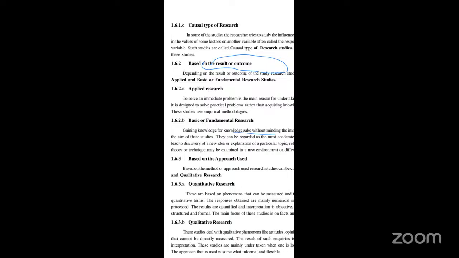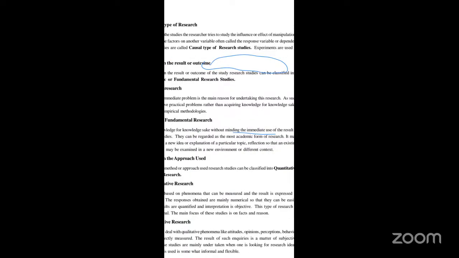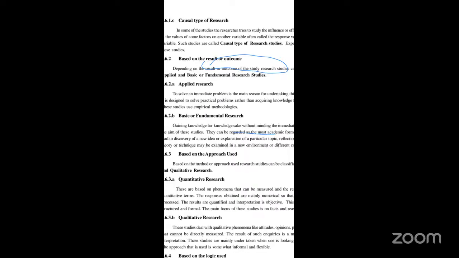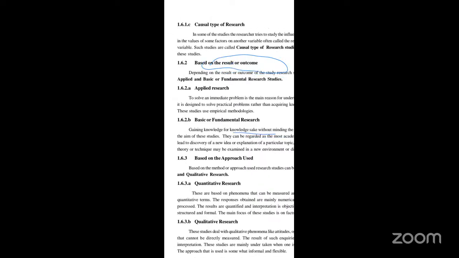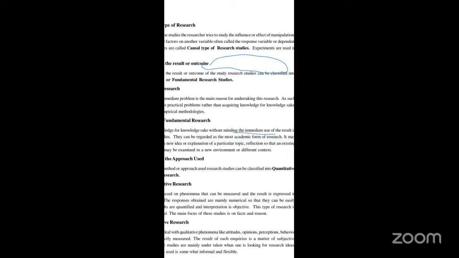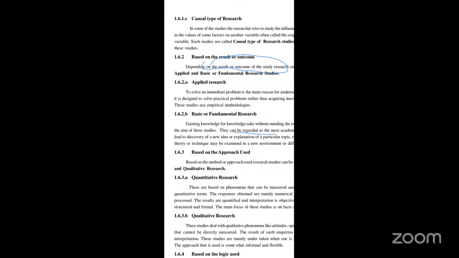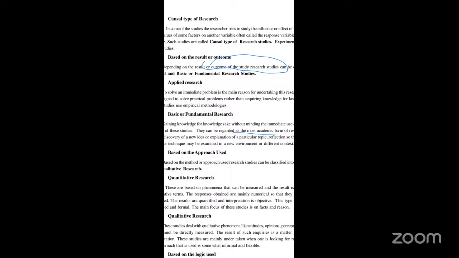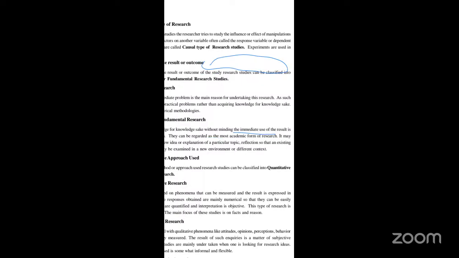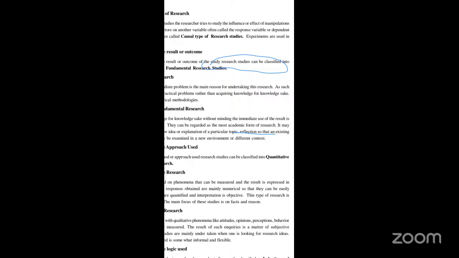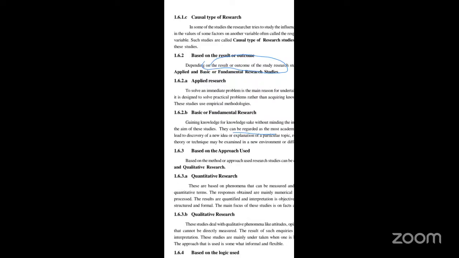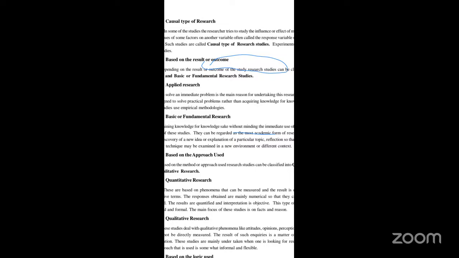Basic or fundamental research means gaining knowledge for knowledge's sake without minding the immediate use of the result. That is the aim of these studies. They can be regarded as the most academic form of research. It may lead to the discovery of a new idea or explanation of a particular topic, so that an existing theory or technique may be examined in a new environment or different context.